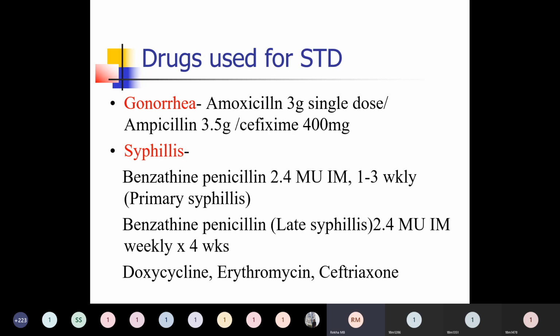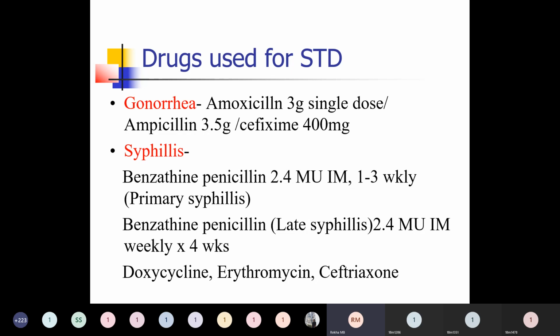So this is about sulfonamides. The next topic is the drugs used in the treatment of sexually transmitted diseases. The first one is gonorrhea, which is caused by gonococci. Here, the drug of choice is amoxicillin. You can give 3 grams single dose, or you can use ampicillin 3.5 grams single dose. The alternative drug will be cefixime 400 milligram single dose.